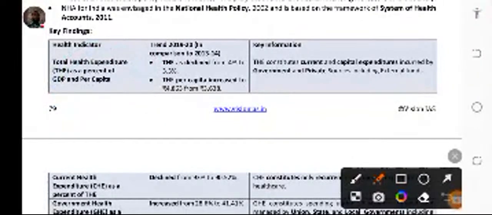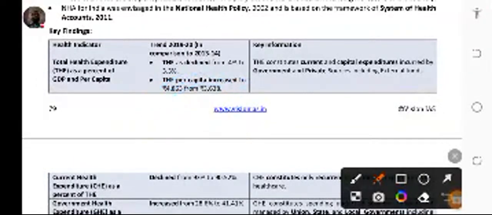The comparison of the trend of 2019-20 with 2013-14 shows that total health expenditure as a percent of GDP declined from 4% to 3.3%. The per capita increased from 3,638 to 4,863. The information covers current and capital expenditure incurred by the government and private sources including external funds.